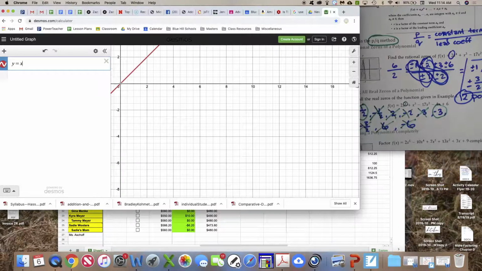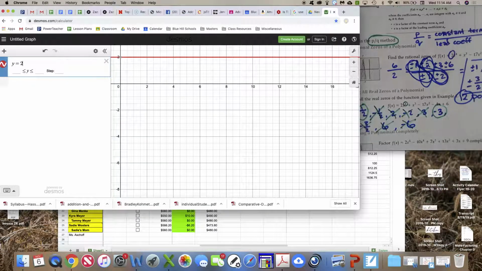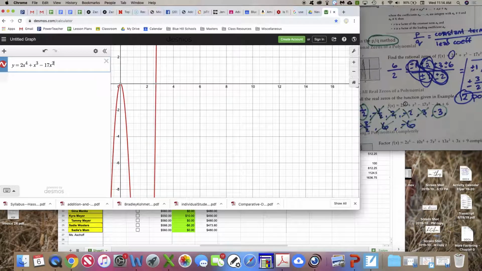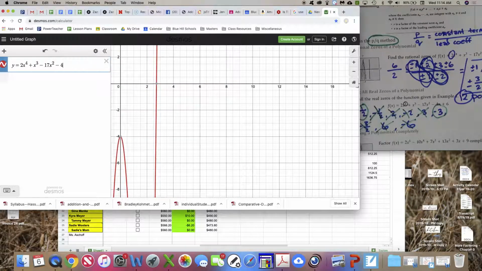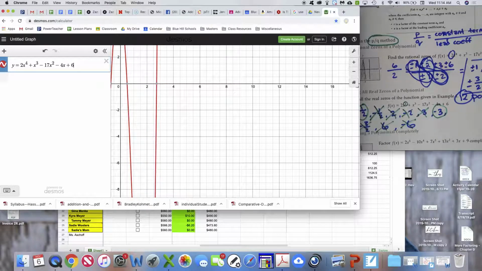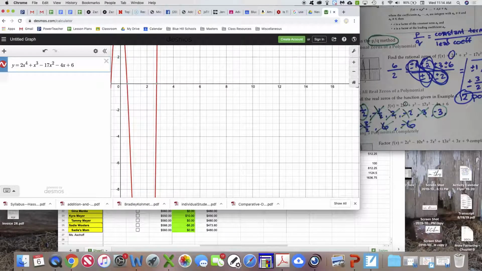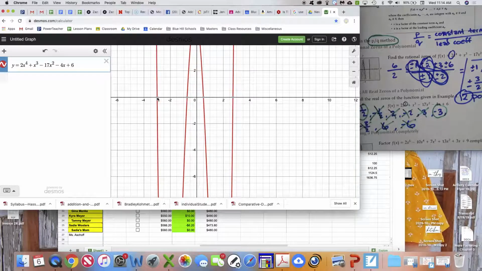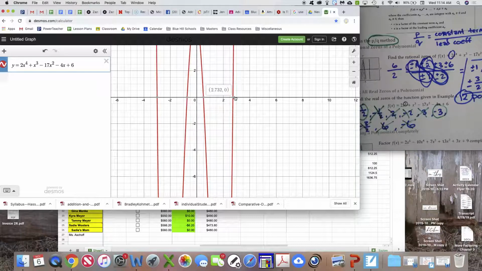Okay, Kaden, we'll find out. 2x to the 4th plus x to the 3rd minus 17x squared minus 4x plus 6. By the way, I'll show you something really brilliant right now. Desmos. As soon as you type it in, of course it graphs it for you, and we can see that there's 4 of them. So somebody didn't do it right, because -3 and +3, no, wrong.